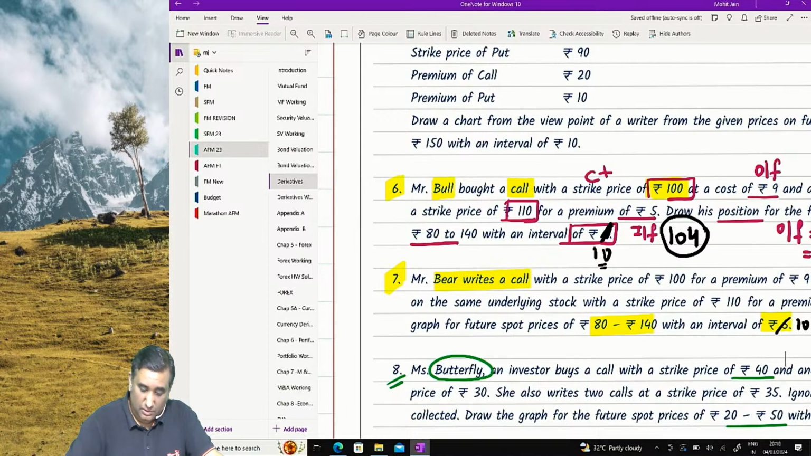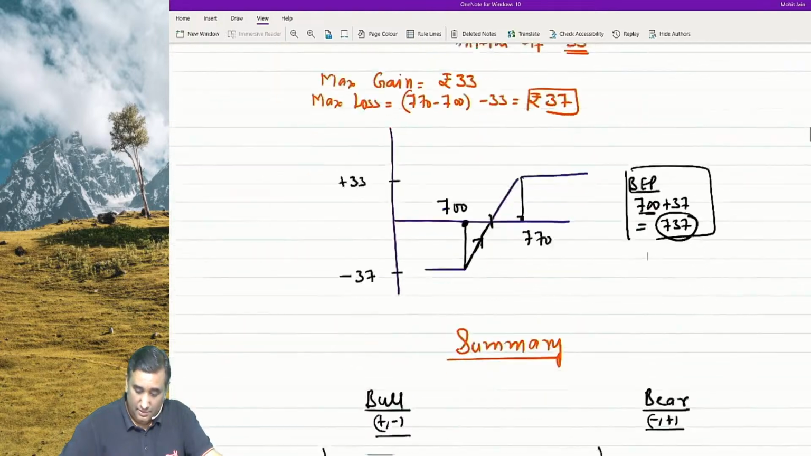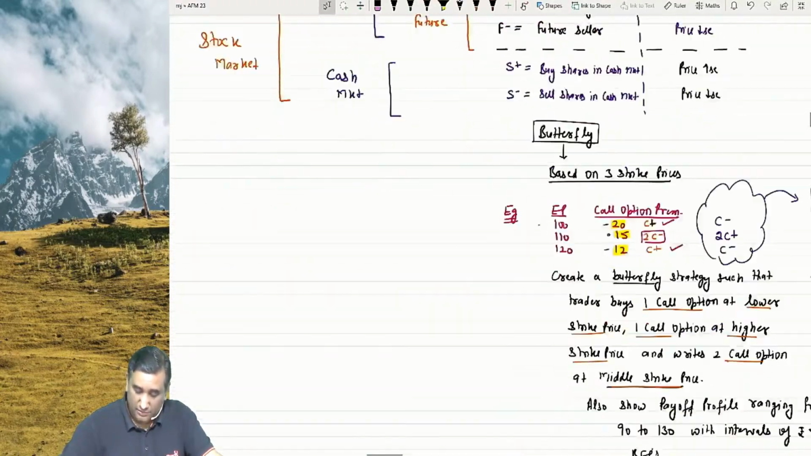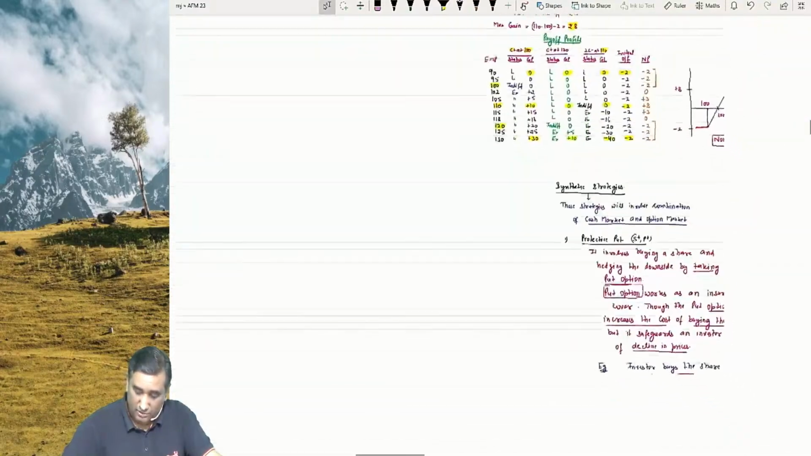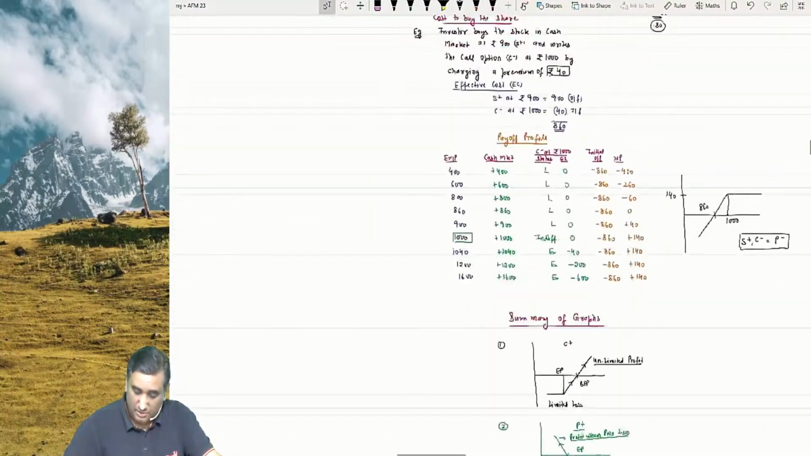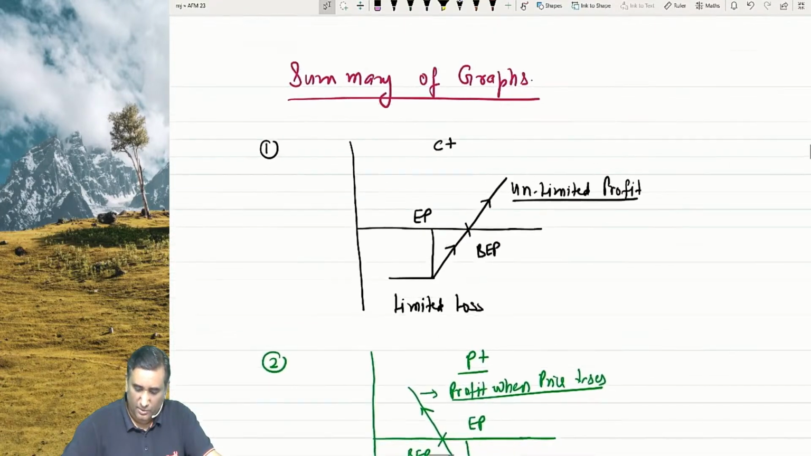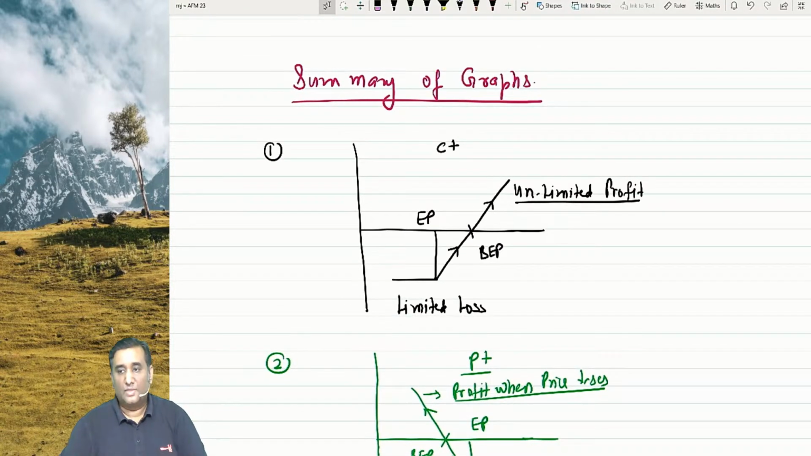Coming back to working again. I would have made some summary charts. I'll just show you. When you go back home, you can remember your graphs. You can just read them out. Summary of graphs I've just made.